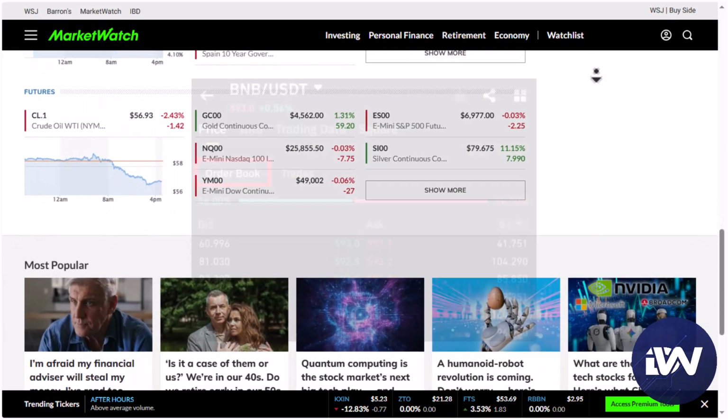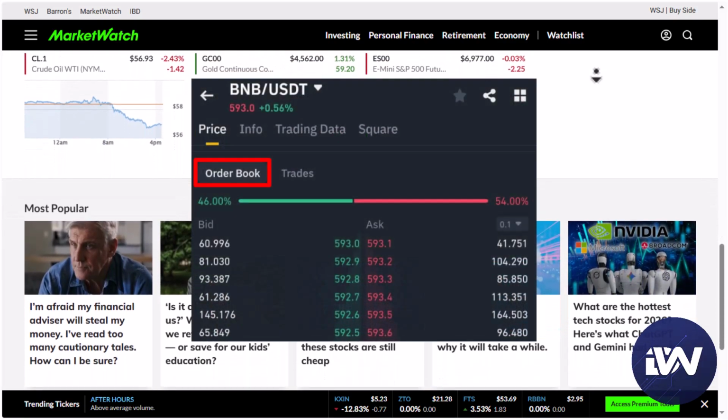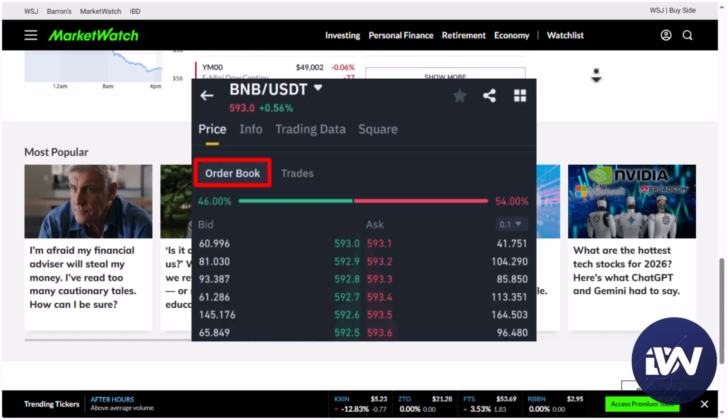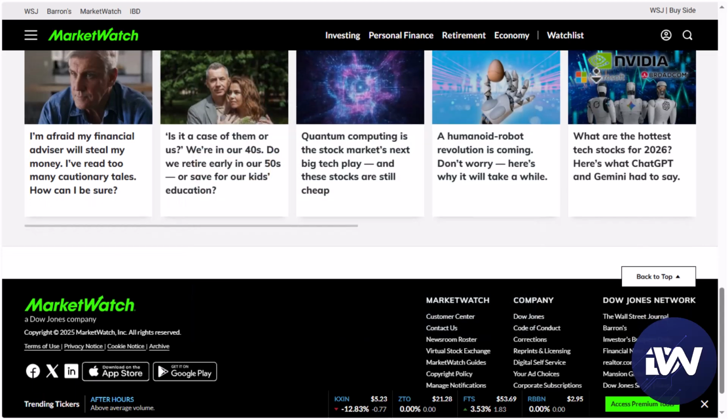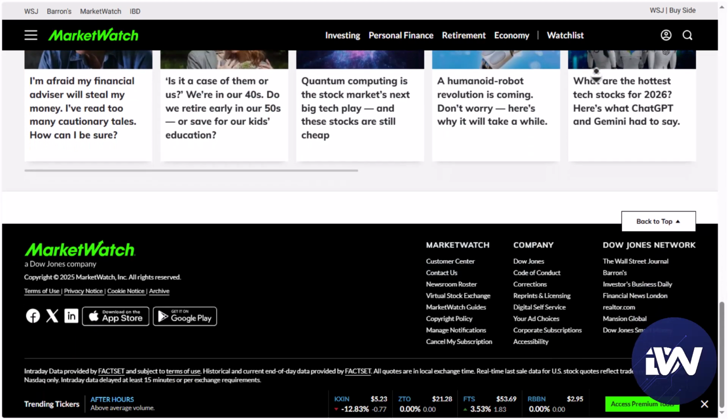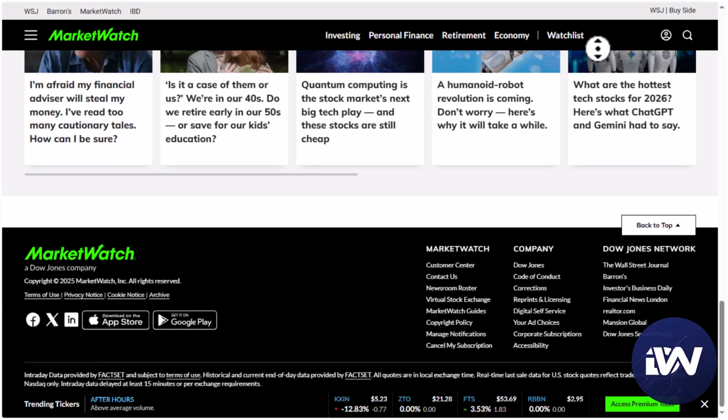Market data can also include the order book, which shows pending buy and sell orders, helping traders understand supply and demand. Finally, there are different types of market data: real-time, delayed, and historical. Together, market data is the foundation of all trading decisions.